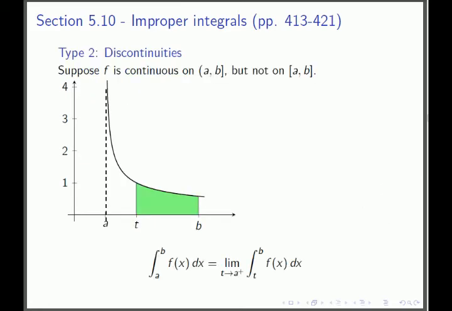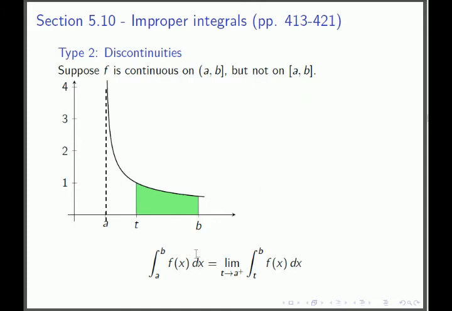Okay. The second type of improper integral involves discontinuities. If we have a function which is not continuous on the full closed interval, and we're trying to integrate over that interval, then we have an improper integral. So here's a typical example. What if we have a function which has, say, a discontinuity at the left endpoint of the interval?